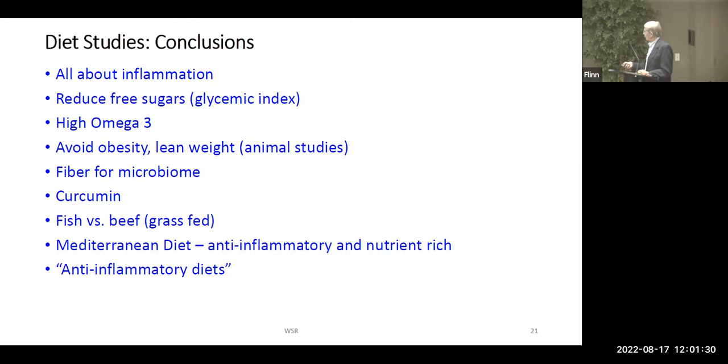The microbiome, we talked about, is very complex. The only thing that we really know for sure that helps the microbiome is a high fiber diet. So that's not complicated. You can help the microbiome by using a high fiber diet. Curcumin is not specifically here because it's a major factor, but it's an example of a spice that is anti-inflammatory, and there are others.